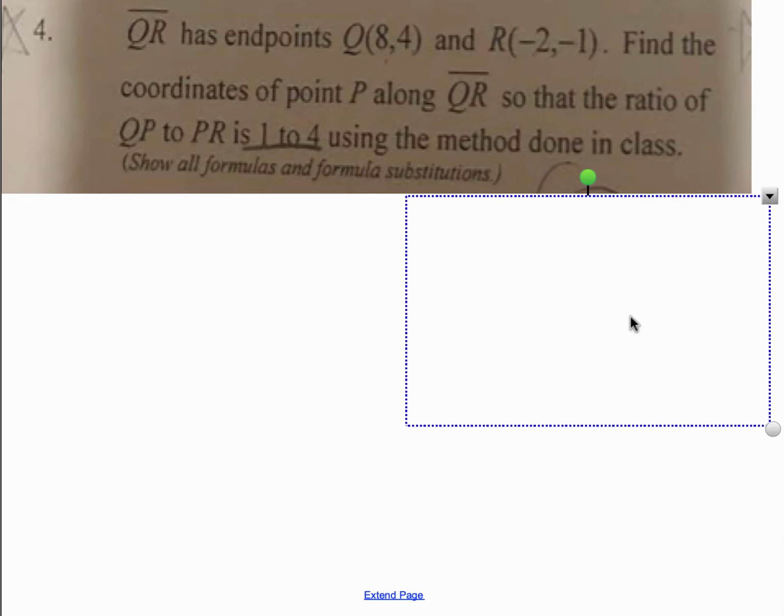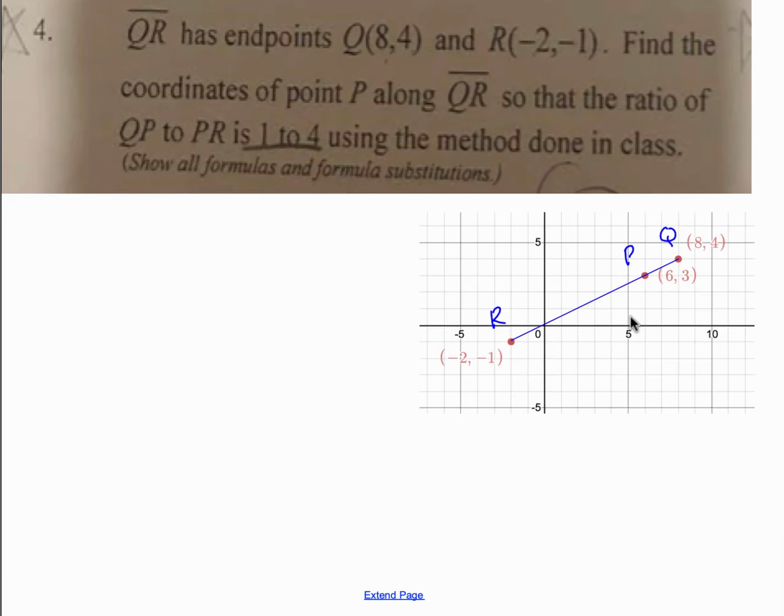So I just wanted to show you real quick what exactly is happening. I got on a coordinate axis here. Plotted point Q at 8, 4, and R at -2, -1. And I already solved it. Of course, I'll show you how. But the point P is going to end up at 6, 3.